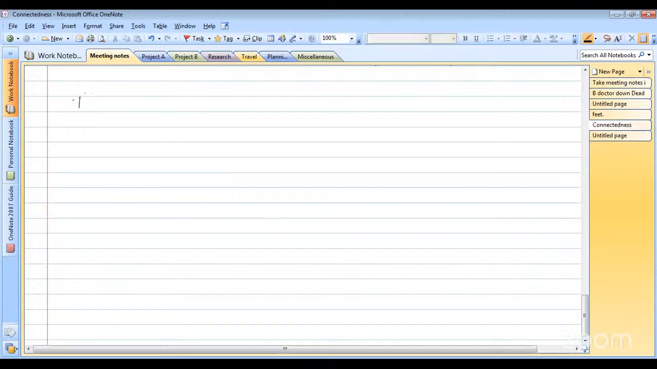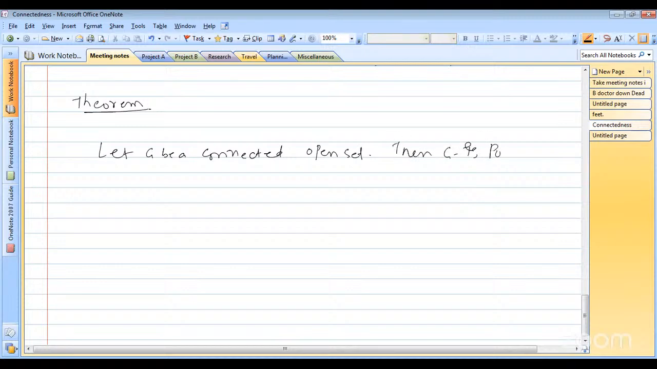The theorem. Let G be a connected open set. Then G is polygonally connected. So let Z0 be a point of G. We are taking Z0 to be a point of G here.